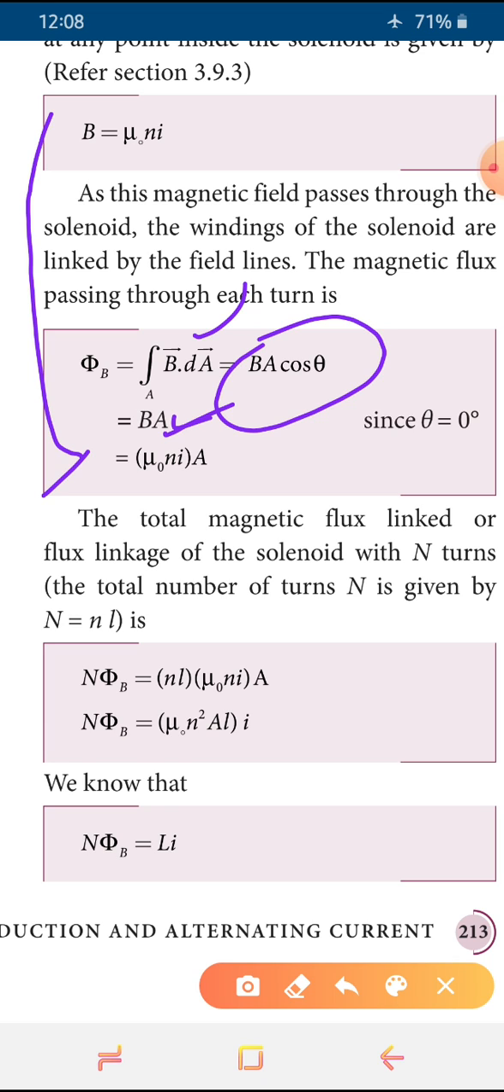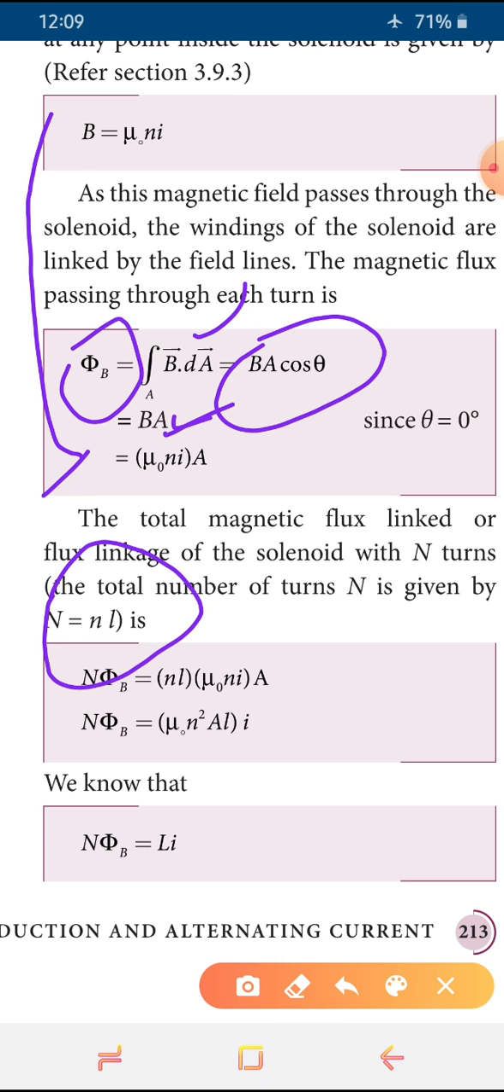Okay, and now we are going to calculate the total magnetic flux linked, or flux linkages, in this solenoid, which has N number of turns. So N number of turns means capital N we can write as n into L. So small n is the number of turns per unit length. Capital N is the total number of turns in the solenoid. So per unit length, the number of turns is small n. Then capital N we can write as n into L.